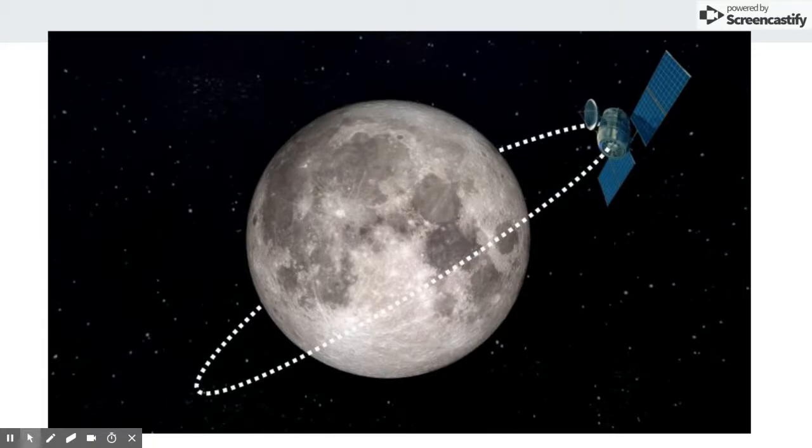So this is an image representing the problem we are solving. We will attempt to find the period of the satellite, or the time needed for it to complete a single orbit around the moon.